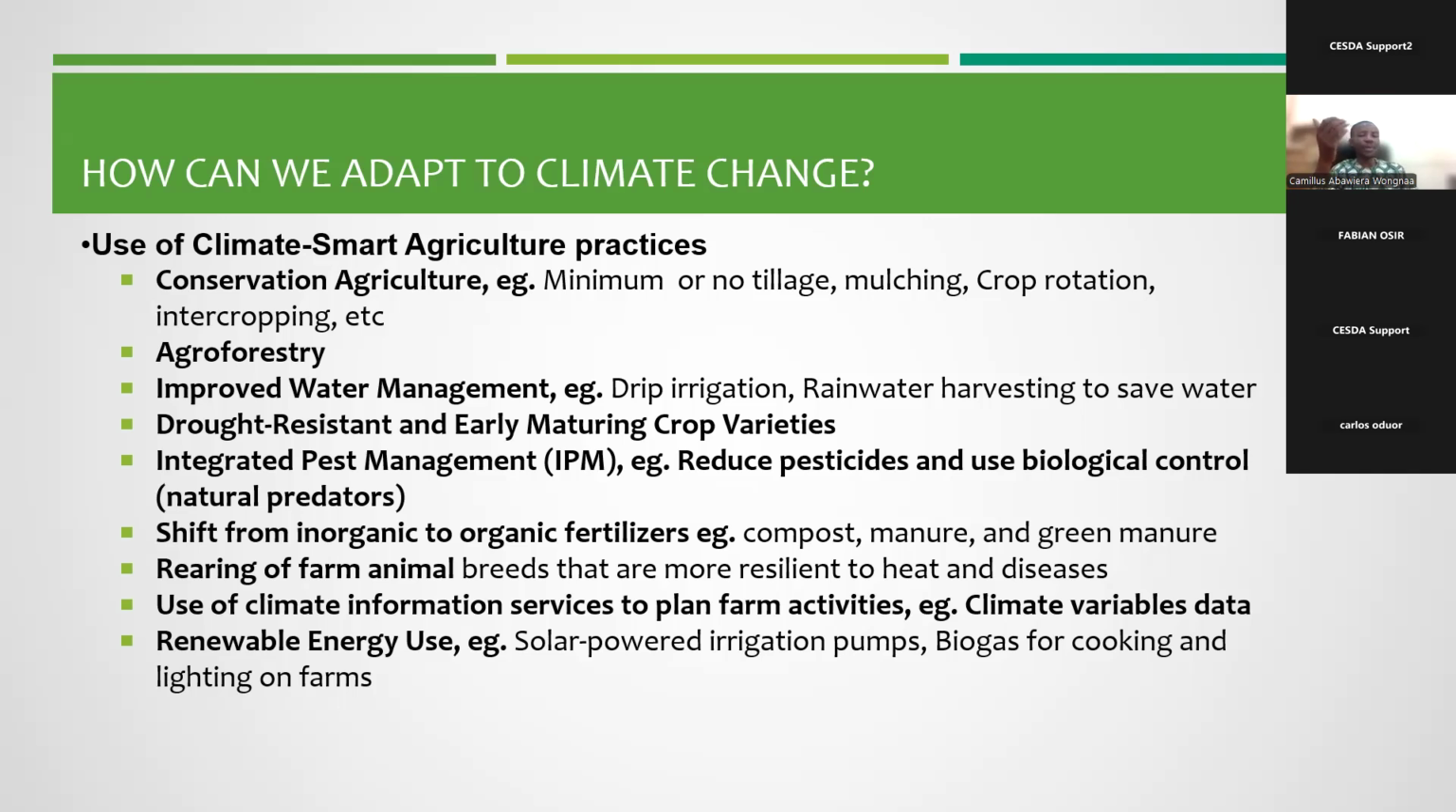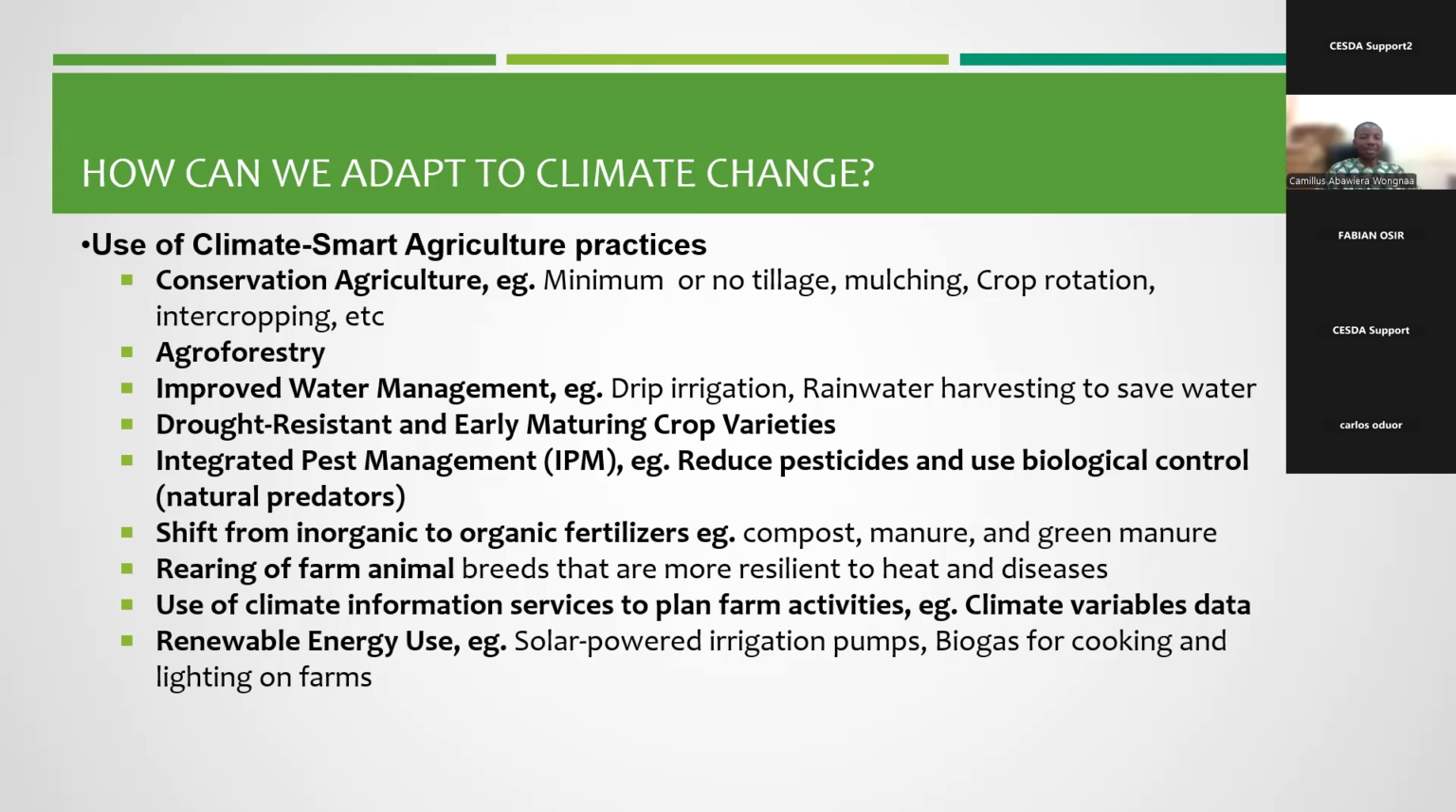And that is why we have biotechnologies. That is what biotechnologies do. They sit in the lab and they are able to develop some of these breeds that are able to withstand some of these climate events. And then we also have what we call the use of climate information services to plan farm activities.